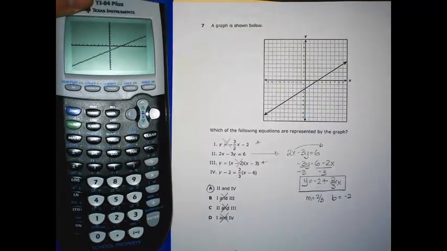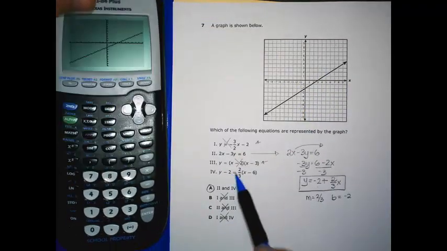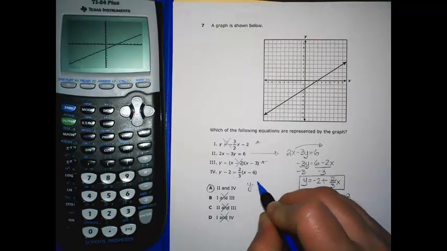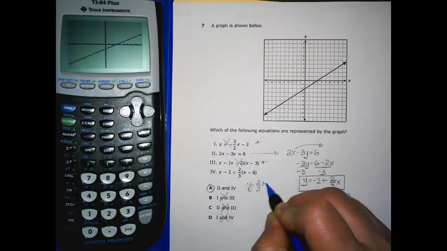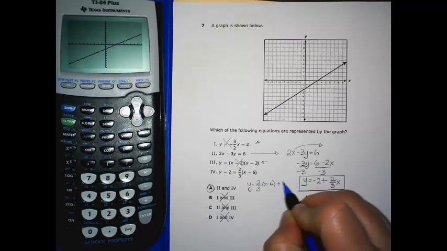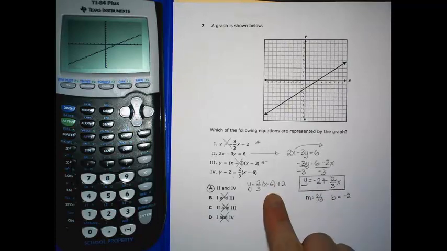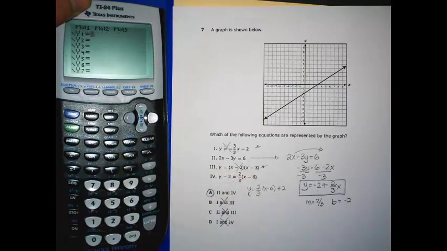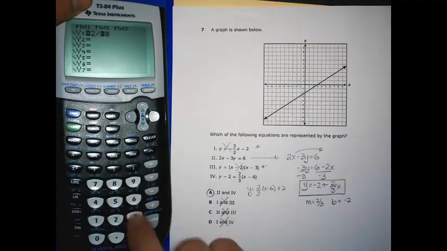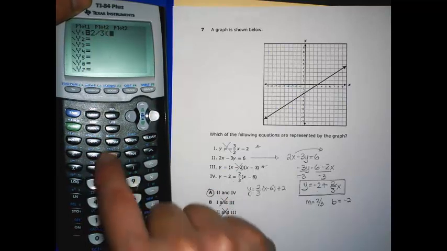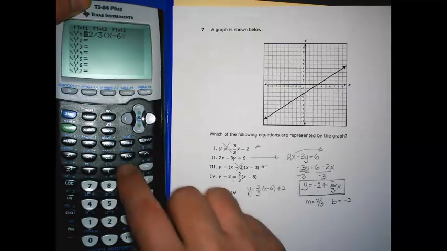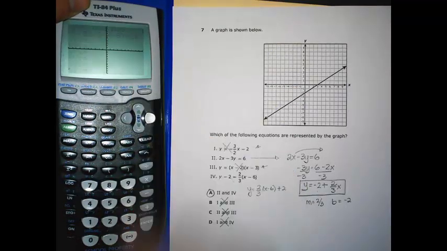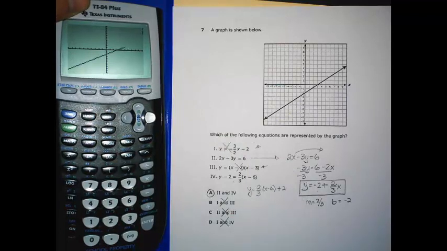Alright, for this one right here, to get the y alone, all I would do is move the 2 to the other side, like that. And since you have the calculator, you don't need to simplify this. All you have to do is punch that in the calculator. So let's clear that, and let's enter 2 divided by 3, open parentheses, x minus 6, close parentheses, plus 2. Basically that's what we have here. Press graph, and look again. We get the same graph.